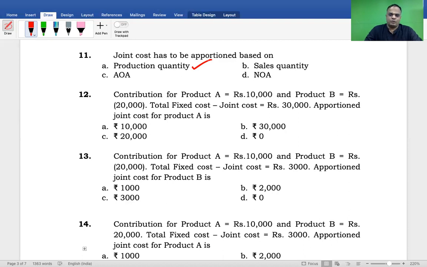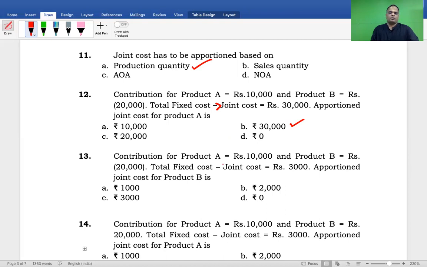Contribution of product A is 10,000, product B is 20,000 negative. Fixed cost, that is the joint cost, total fixed cost, not minus, is rupees 30,000. Apportioned joint cost of A is how much? 30,000. Why? If it is negative for one product, we have to apportion to the remaining product only. Therefore, the entire 30,000 we have to transfer to product A. All are comfortable? Yes, sir.